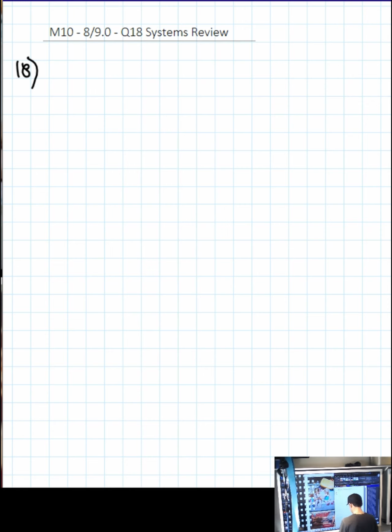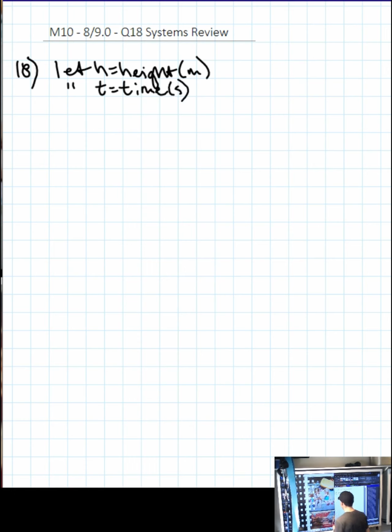Okay, number 18. A helicopter drops a parachute of medical supplies from a height of 800 meters to a building 100 meters tall and falls at 10 meters per second. When will it reach the building? So let's let H equal height in meters, and let's let T equal time in seconds. So the helicopter is going to have an equation of height equals its current height minus the falling height, 10 meters per second, times by the number of seconds. Now the building's equation is just H equals 100 the whole time.